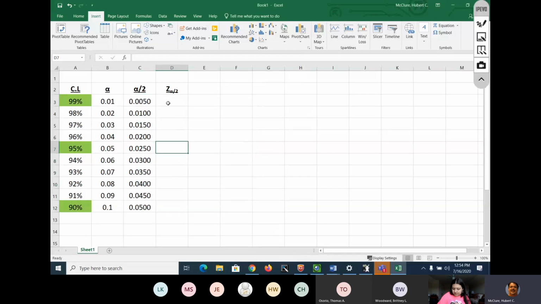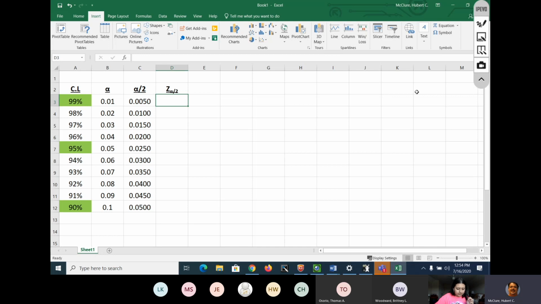All right, I want each one of you to pick out a part. Miss Billy, you do the first couple, and Miss Woodward, if you would do the next couple. Go to inverse norm, and type in 0.0050 and give me that z-score. This is the absolute value. So what's the first one? 0.0050. What do you get?